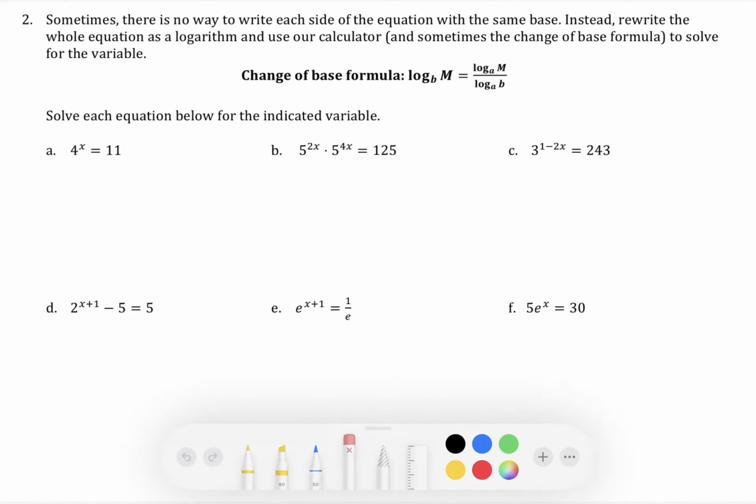So hopefully you tried the rest of those. Check with me in office hours if you want to see the solutions or just check your work. Those problems all should have worked out nicely, meaning you could write both sides of the same base. But what happens when you can't? For example, on A here, 4 and 11, they're not the same. I can't write them both as anything with the same base.